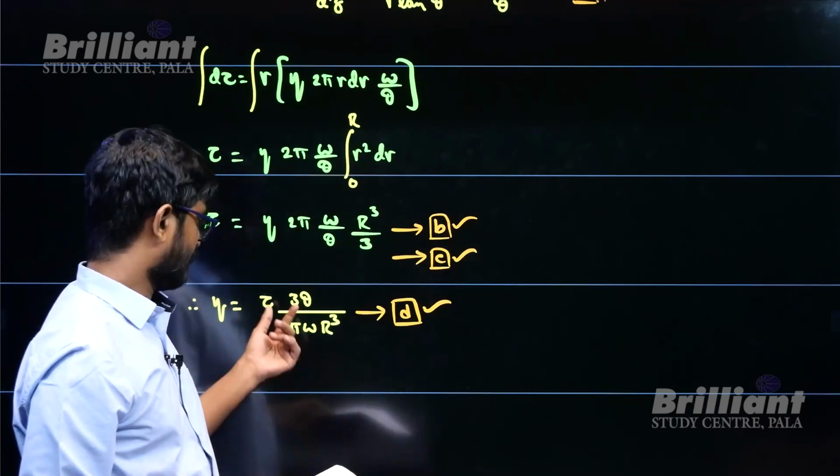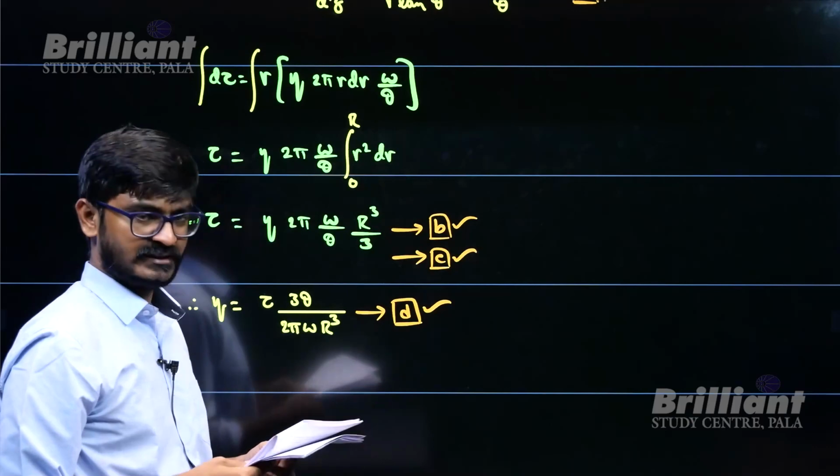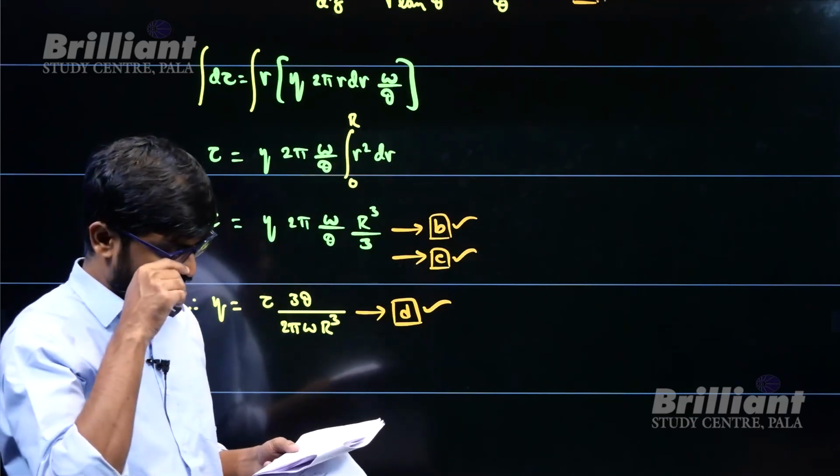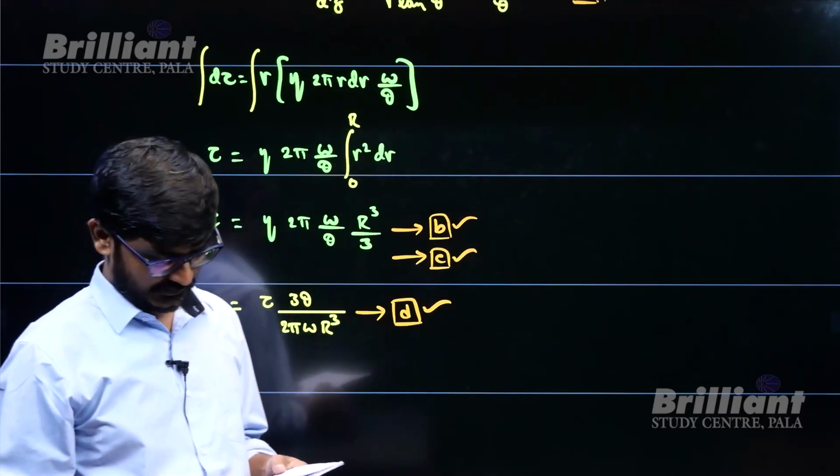I think they didn't say what tau represents, but you must be knowing it must represent torque. When you go with the options, option C says torque, so maybe you can take tau as torque, right?